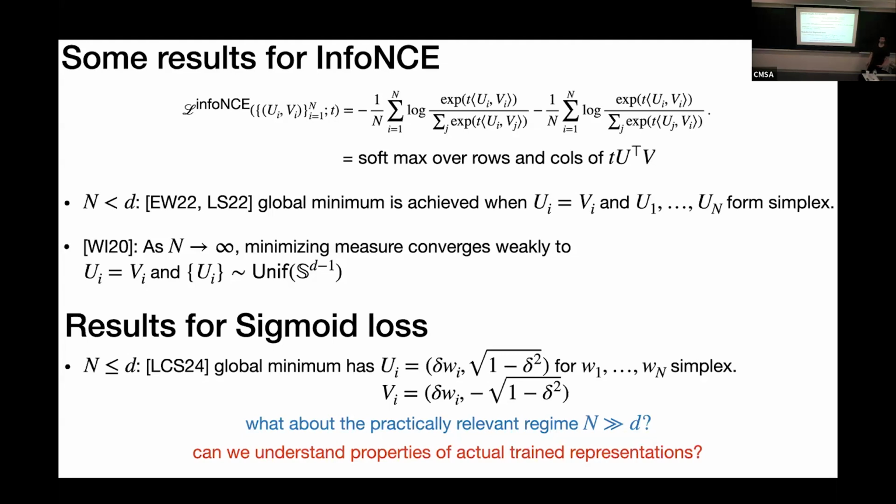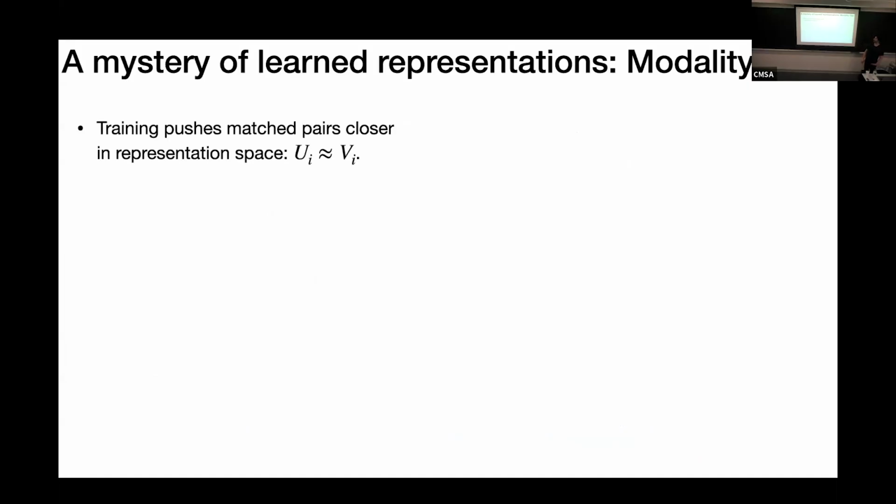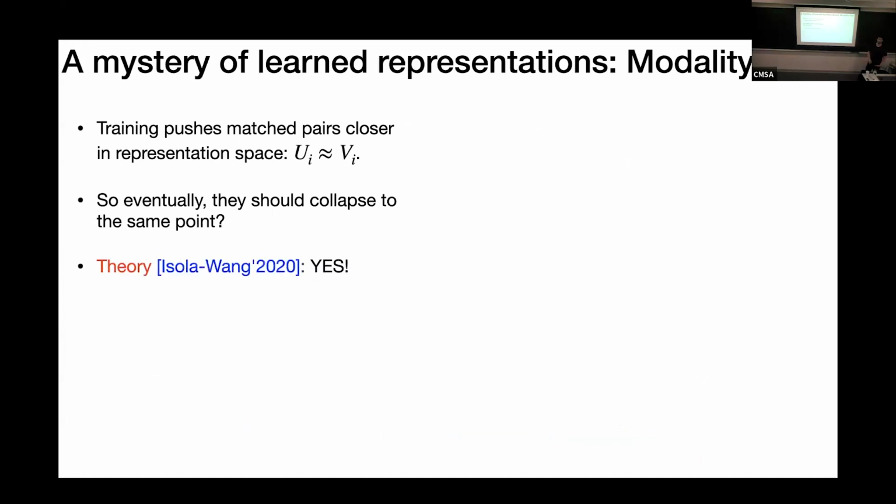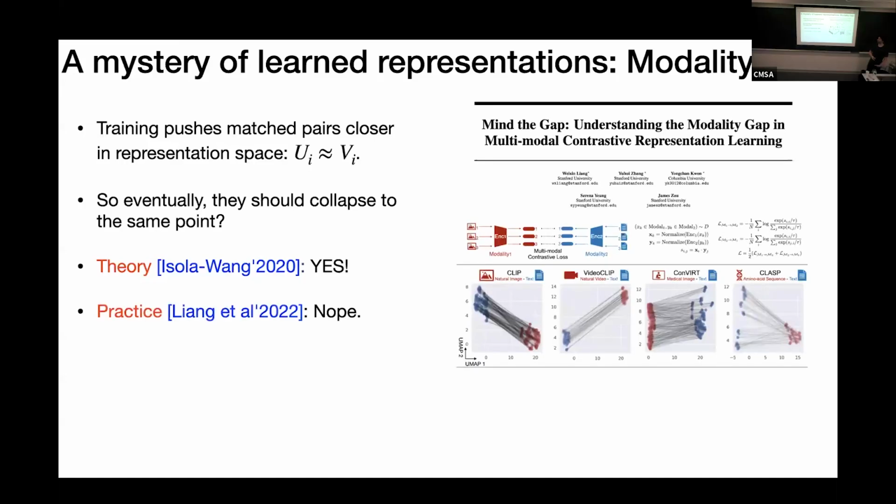Okay, so can we understand properties of actual trained representations? What sort of property might we care about? I'm going to describe a mysterious property of actual learned representations. To get a sense for this, remember that the training, which is especially obvious if you look at the InfoNCE loss that we saw, pushes Ui close to Vi. They're trying to align those representations. And so eventually Ui should equal Vi, it seems, for every i. And indeed, the theoretical result that I mentioned says that that is the case in the limit n goes to infinity. But intriguingly, it turns out that that is not the case in practice.